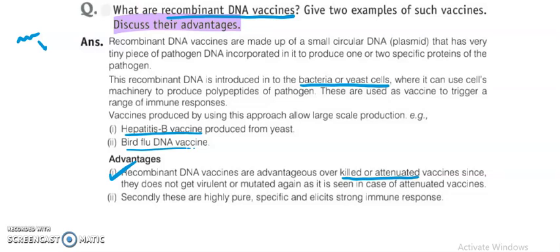Another thing with DNA recombinant vaccines is that they are highly pure. Specific means they will target only specific cells of the body, and those specific cells will be the cells of the immune system. Right? So you should know the name of two recombinant DNA vaccines to answer this question, and your advantages should be concrete, right? All these terms should definitely be included. Now let's move on to the next one.